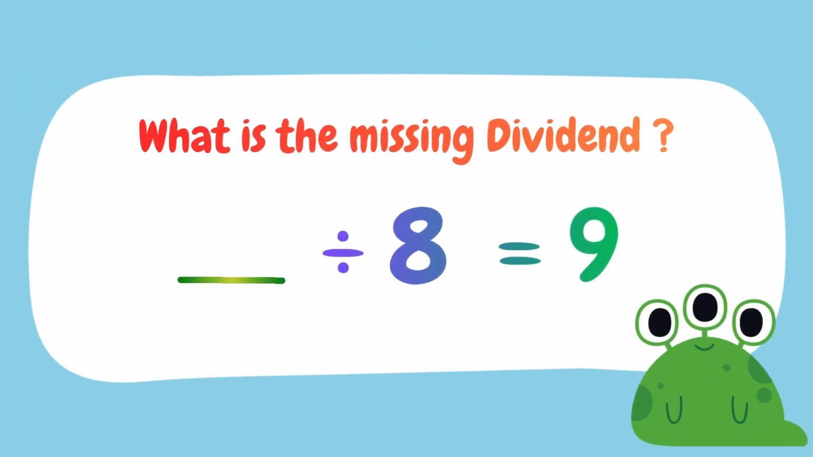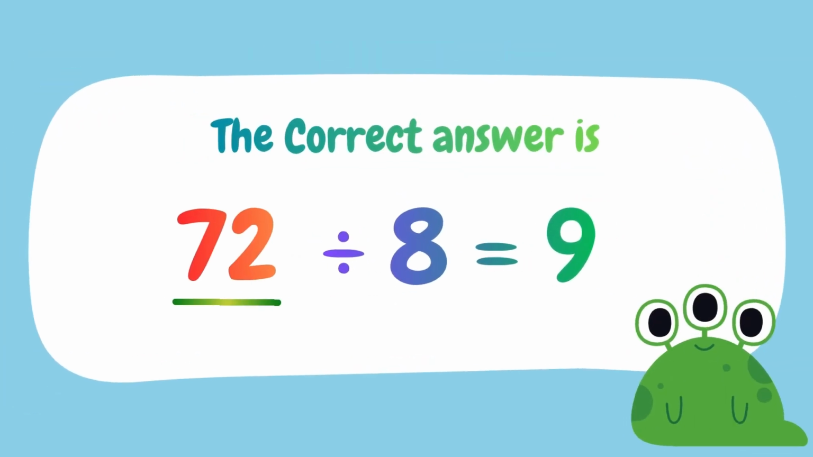What is the missing dividend? The missing number is 72. 72 divided by 8 equals 9.